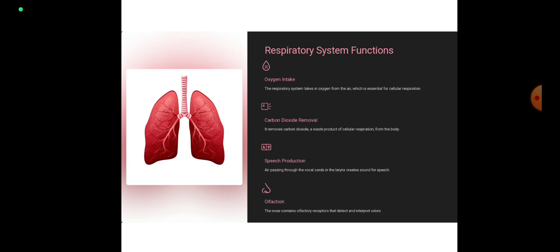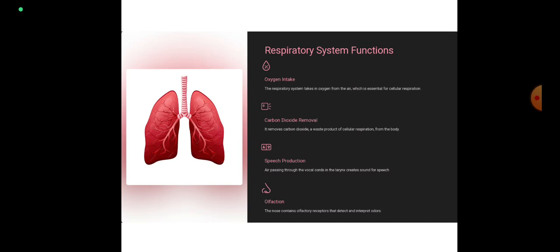Next is respiratory system function. First is oxygen intake. The respiratory system takes in oxygen from the air, which is essential for cellular respiration. Next is carbon dioxide removal. It removes carbon dioxide, a waste product of cellular respiration, from the body.